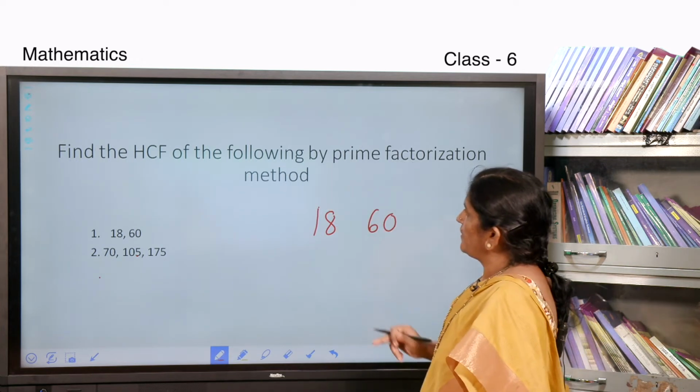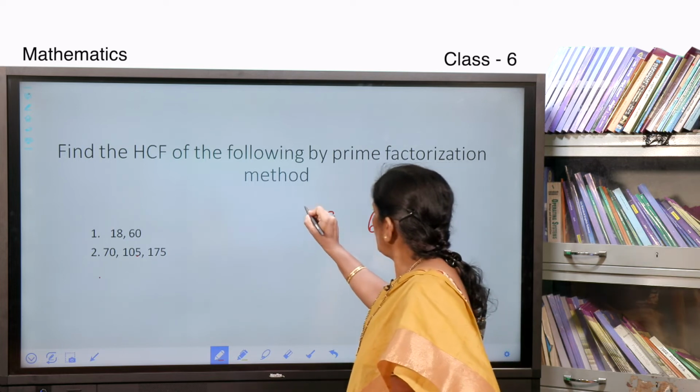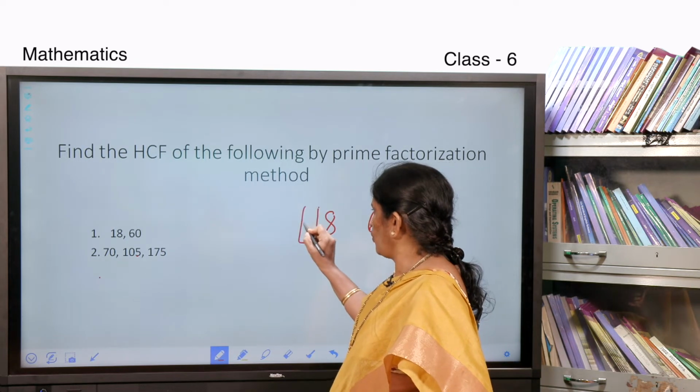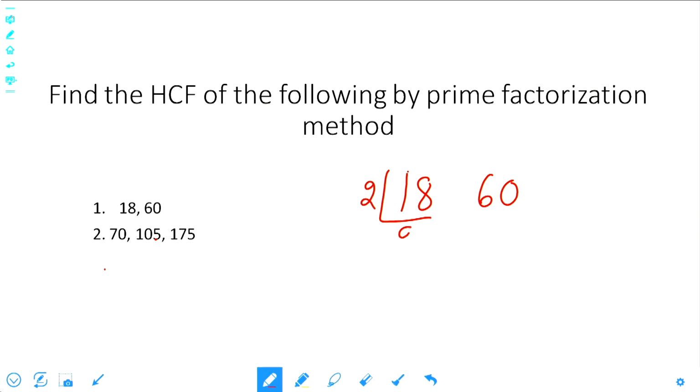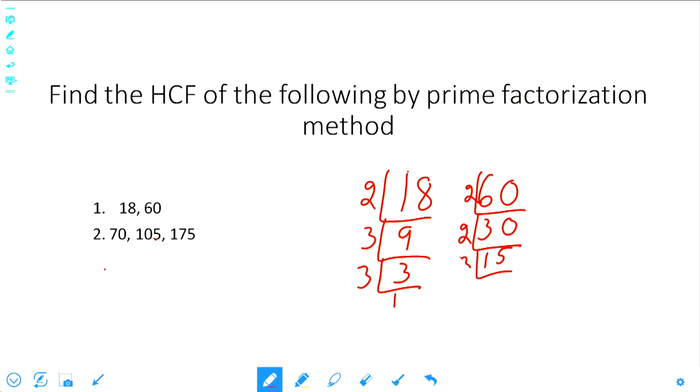Using prime factorization we are doing, children. So, from 2 we can divide 18: 2 9s are 18, 3 3s are 9, 3 1s are 3. Next 60: 2 3s are 6, 0, 2 1s are 2, remainder 1, 2 5s are 10, 3 5s are 15, 5 1s are 5.